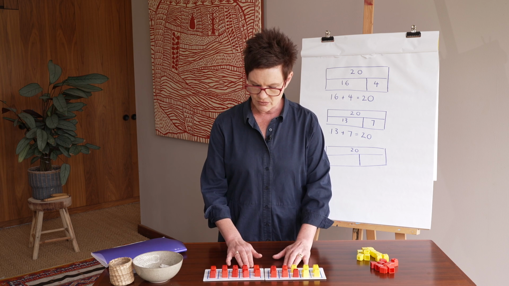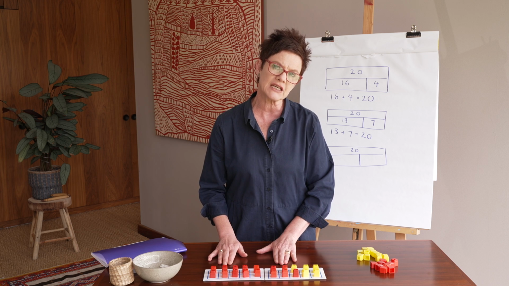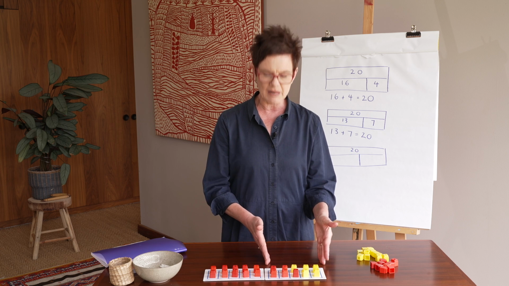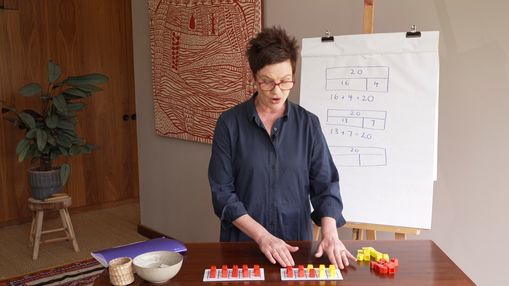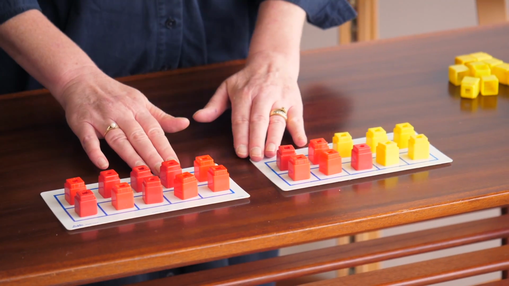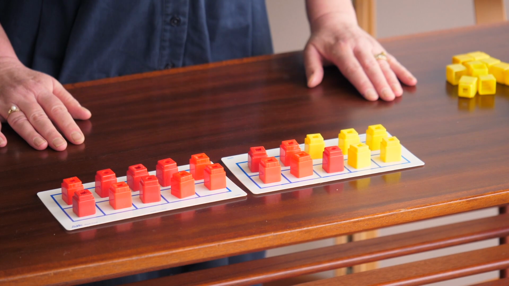What have we got? We have a 10 and a 5. 10 and 5 make 15. If I add a 5, 5 and 5, that will make my 10 here. So I know 5 and 5 make 10. I also know 15 and 5 will make my 20. We must be very good at it.